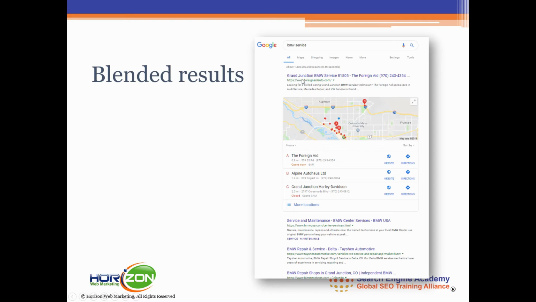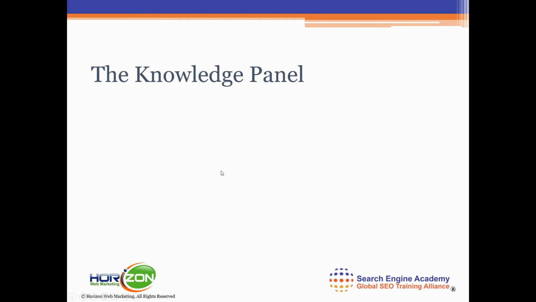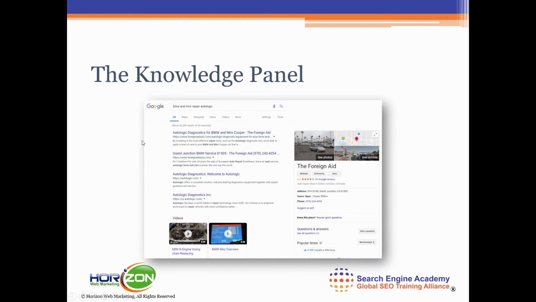You drop down below what we call the map pack or the 3-pack to position 2, 3, 4, and so forth. So that's where you've got some stuff blended together. The knowledge panel is a relatively recent, a few years old, Google innovation. That's this panel that appears often to the right of search results. You'll see the knowledge panel being used for different things.